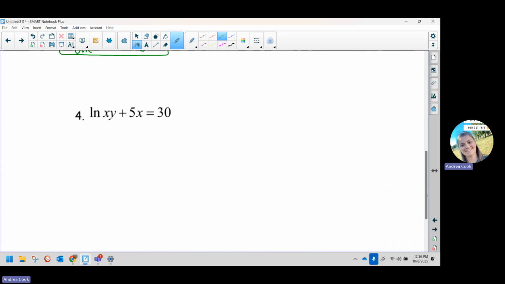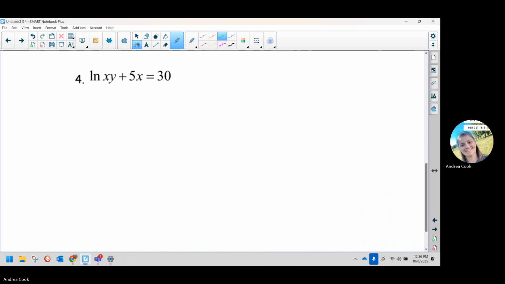All right. Next one, when we have ln or log, before we find the derivatives, we make it way easier by expanding. So I'm gonna rewrite this as ln x plus ln y plus 5x equals 30. I just expanded. And now I'm going to take the derivative.